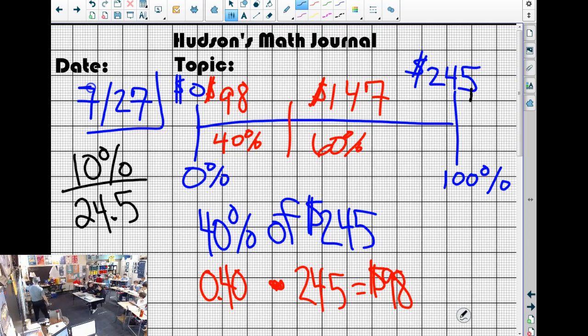It's just 0.1 times 245. Oh, that did not work, but it was supposed to be 1. Like, just move the decimal. For 10%, just move the decimal 1 to the left. Okay. So, on to 28s.